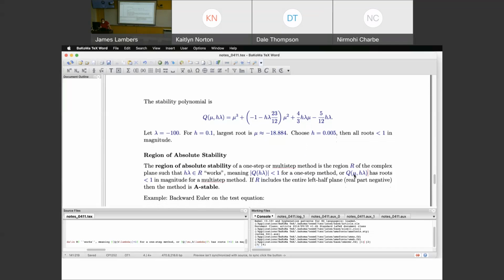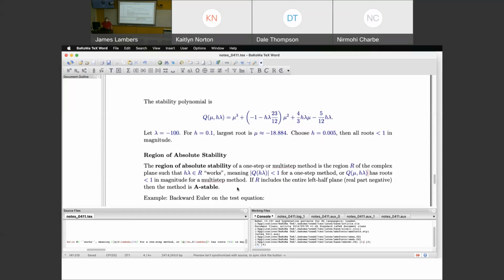Okay, so in the case of a multi-step method, this polynomial must have roots less than 1 in magnitude. So you find all complex numbers h lambda for which this occurs, for whichever method you're studying, and that gives you a region of absolute stability. I'll call that R. Now, the ideal situation is that your region of absolute stability R includes the entire left half plane. So in other words, for any lambda you choose with a negative real part, you can choose any h you want, and it'll be in the region of absolute stability. That's called an A-stable method.